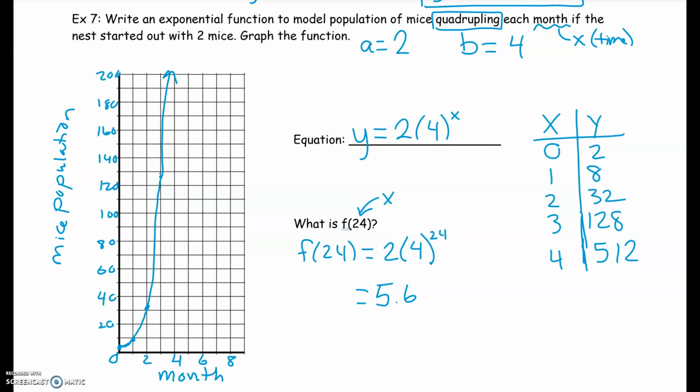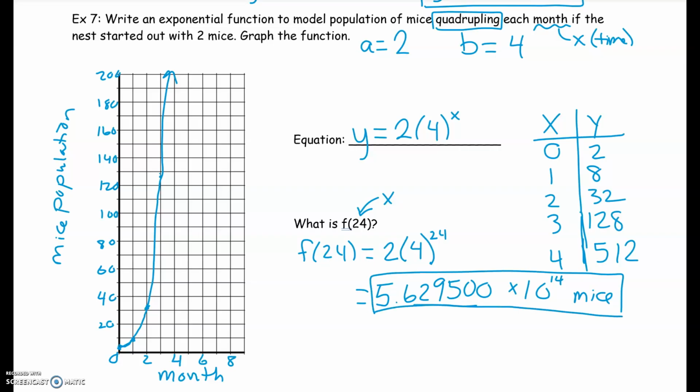It might not look large because it's going to actually say its number in scientific notation. So it says 5.62950 times 10 to the 14, and this is mice. Okay, I would be happy if you left it in this because this is a really large number. 10 to the 14th means that there are actually 14 zeros if I move this decimal to the right. So I'd have to move it to the right 14 times to get to the large number. That would be how many mice the population would be at this point.